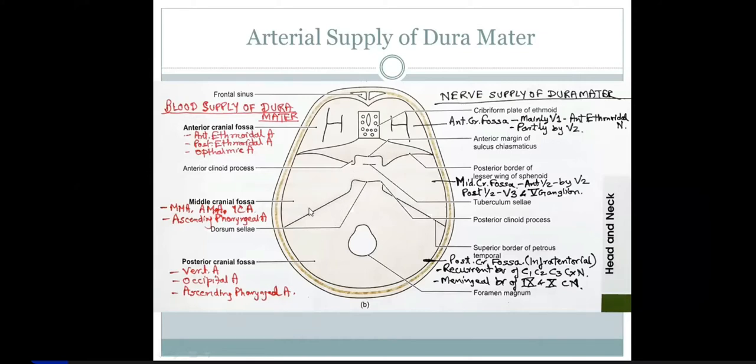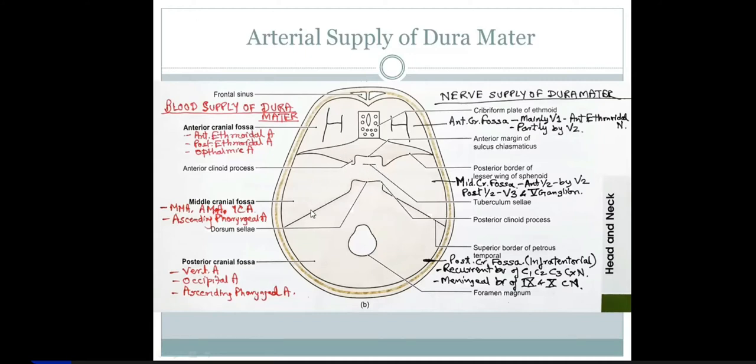And posteriorly, the middle cranial fossa and posterior cranial fossa are separated by the superior part of the petrous temporal bone and the dorsum sellae. Right? This is the body of sphenoid, and this has the dorsum sellae, and anterior is the tuberculum sellae. Onto these two margins, there is diaphragma sellae attached. So you've seen that these are the natural subdivisions.